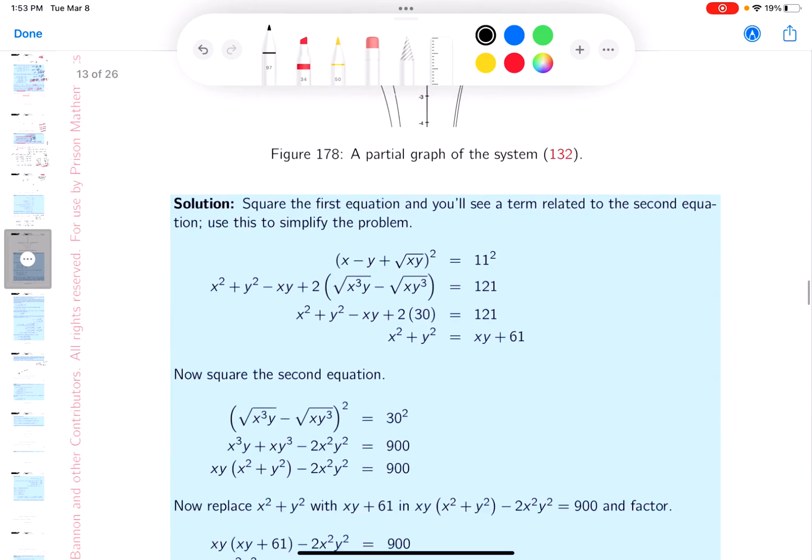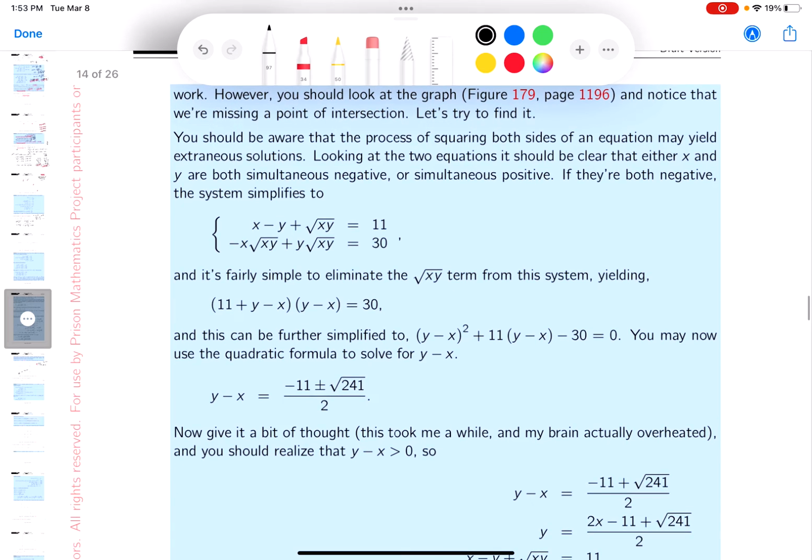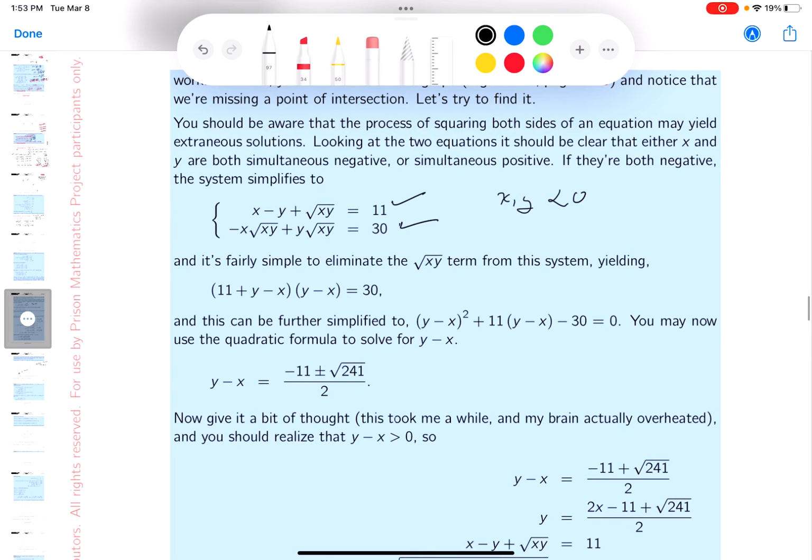Let me go back. A really long problem, and Wells didn't see this either. This is the first equation. This is an equivalent equation if both x and y are less than 0. It's equivalent, all right? Now I'm going to say, looking at it, it's fairly simple to eliminate the root xy. Well, maybe we should do that. Let me point out what I mean by that. You would have the root of xy equal to 11 minus x plus y. You get the idea?